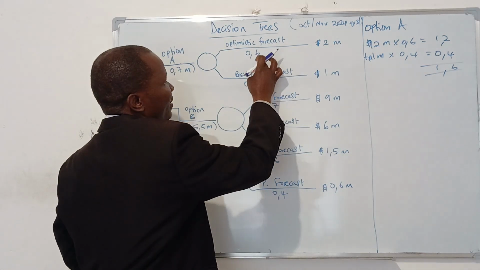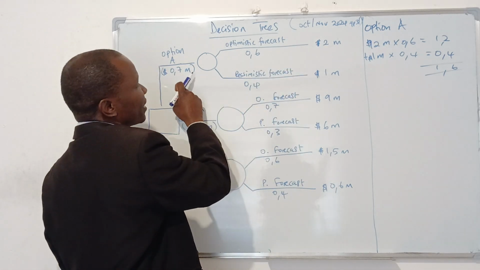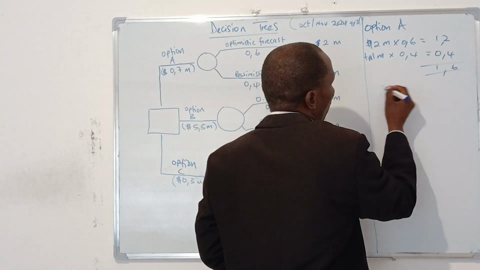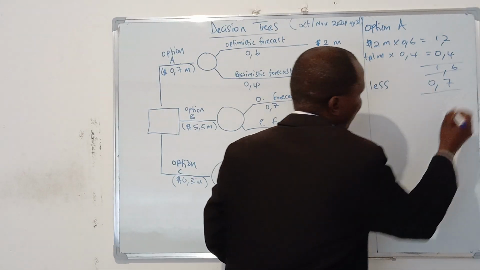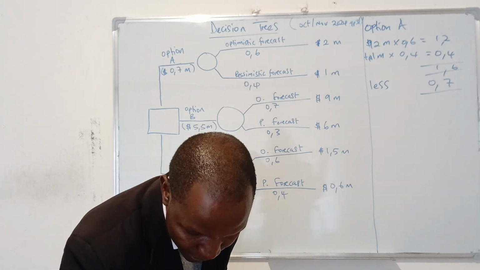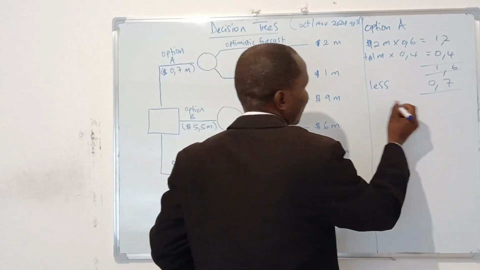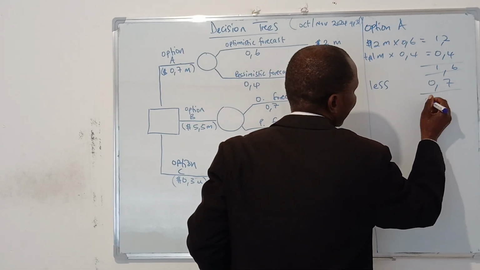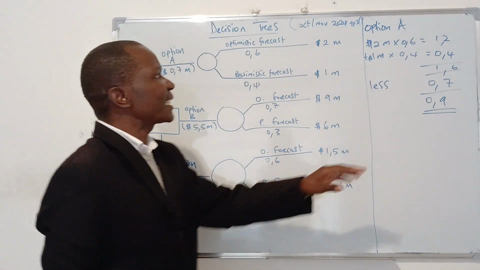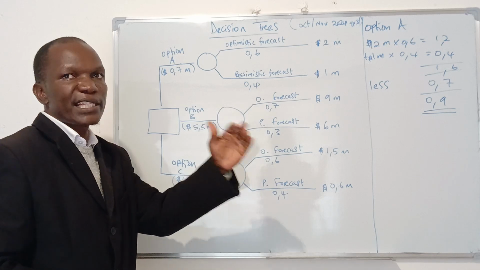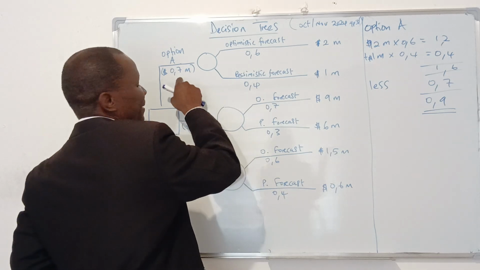So this times this plus this times this, and all this we subtract the cost. So 1.6 less 0.7. 1.6 minus 0.7 gives you 0.9. Which means that the expected net cash flow from this particular option is 0.9. So it's simple: this times this plus this times this, subtract the cost.